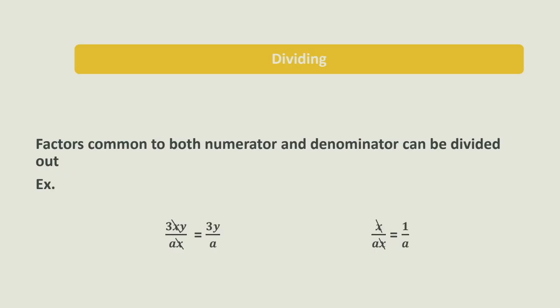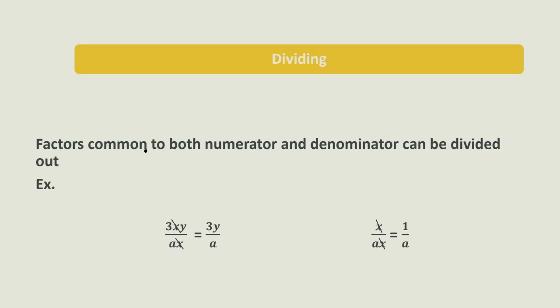So when we're talking about dividing, we're trying to find factors, or things that are the same in the top and the bottom, so the numerator and the denominator. So in the first one, we want to factor those out. In other words, cancel those out or divide them out. So I have a 3xy over an ax. The top has a 3, an x, and a y, and the bottom has an a and an x. The thing that's common in both is the x.